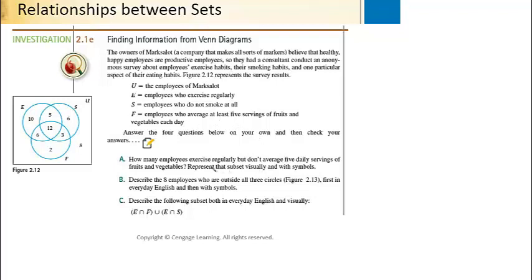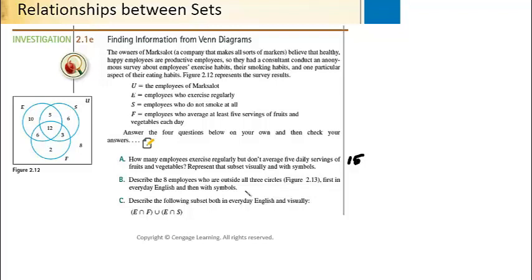Okay. How many employees exercise regularly but don't average? Okay, we exercise, that's the E. So that's all in this circle. Those employees that exercise regularly but don't average 5 servings, so they can't be in this here, so can't be in there. So that would be 15 of them is what I get. Okay, so I had to undo that, so I didn't have that sitting there, but I'm going to write that this is 15.